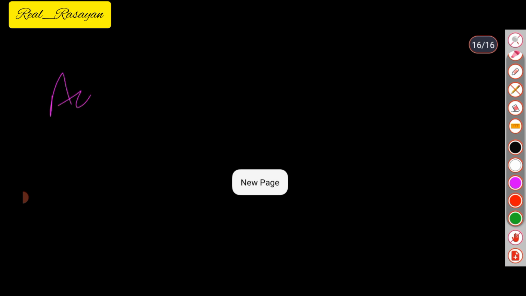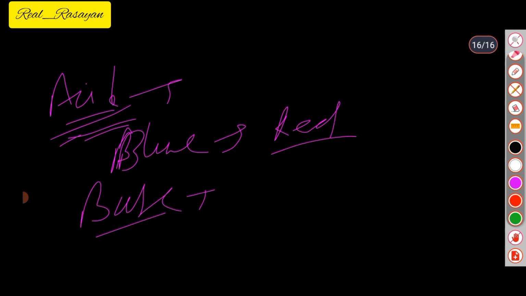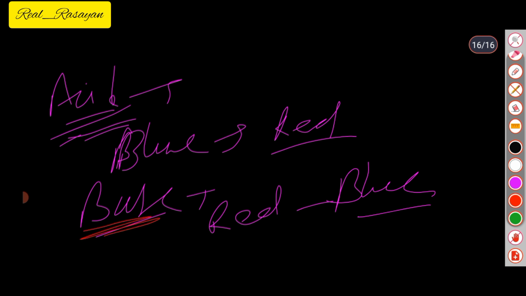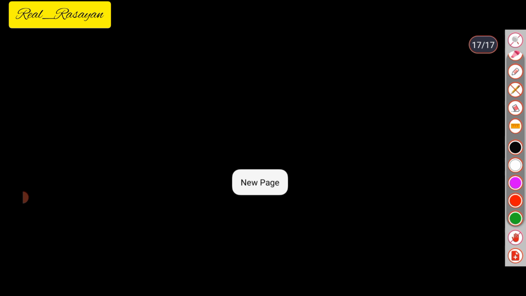Next point is regarding the properties of acid. Acid turns blue litmus into red, but bases turn red litmus to blue. How will you remember? Base turns the litmus blue. Base, blue. B for blue. And acid changes the litmus blue to red. So final is the red, not blue. So you can remember the change in color of the litmus paper from acid and base.